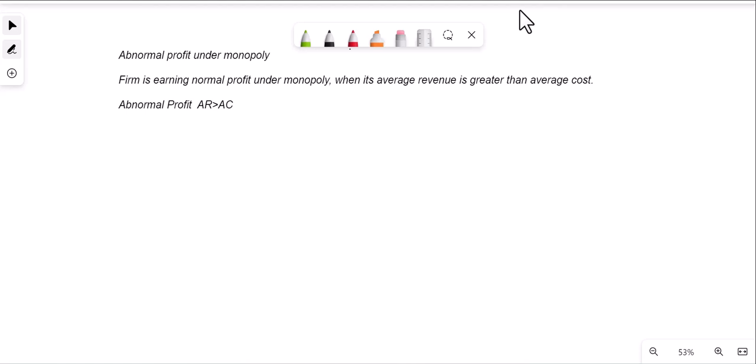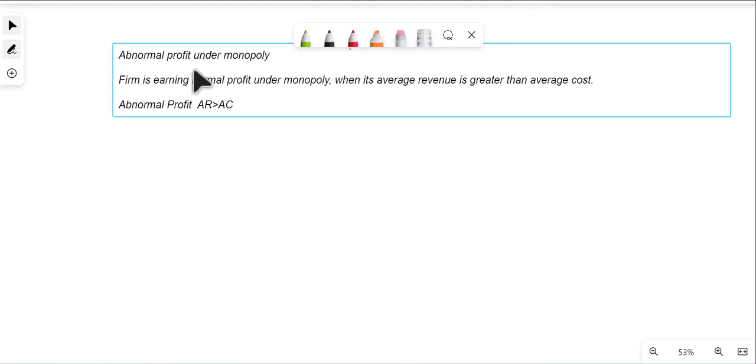In our today lecture, we are going to discuss how a firm is earning abnormal profit or supernormal profit under monopoly. A firm is earning abnormal profit or supernormal profit under monopoly when its average revenue is greater than average cost. So it means that the firm is earning abnormal profit under monopoly.